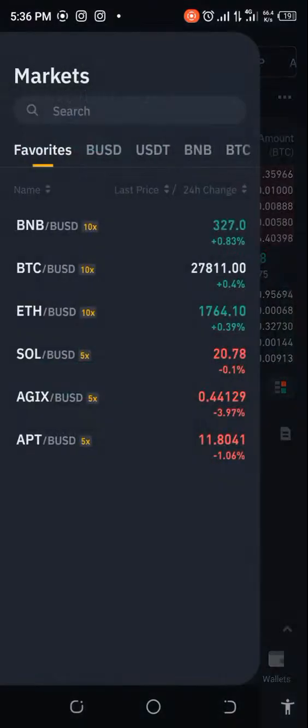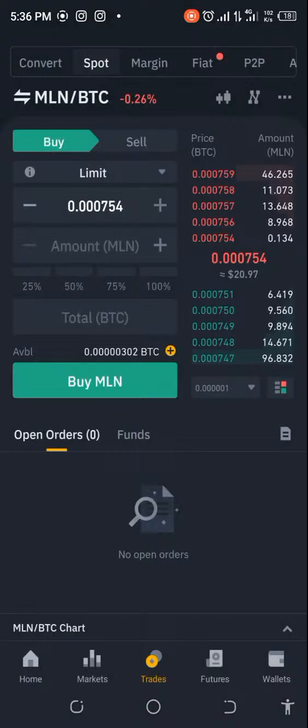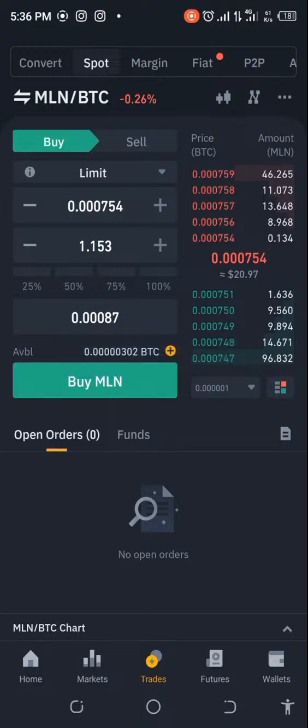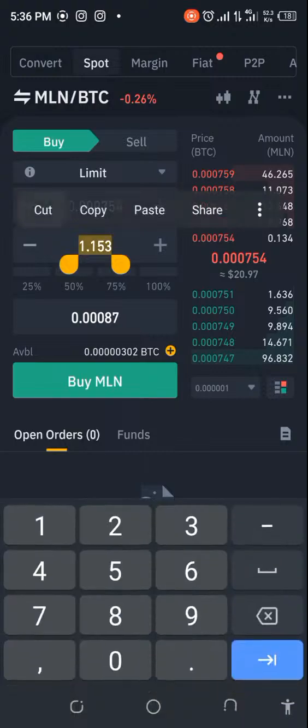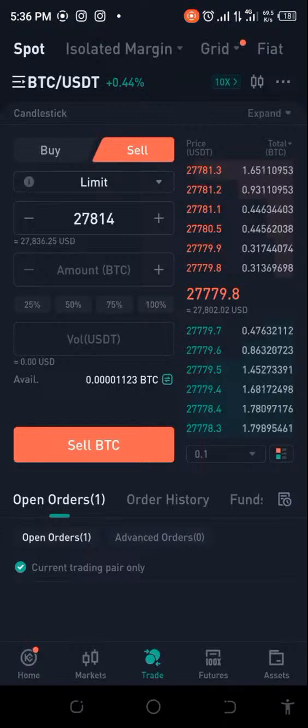Okay, so let's go ahead and do MLN BTC. All I have to do now is buy that, put in the BTC and buy. So what I have is 1.153, which is good. Now I'll copy that amount and go over to KuCoin immediately and check what it will be. Then we'll take off all the charges.